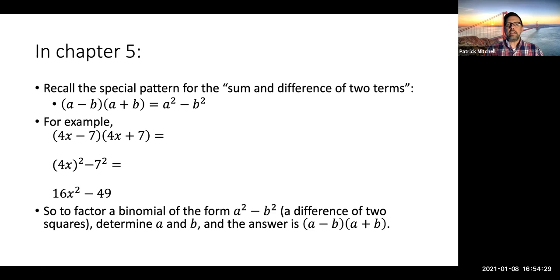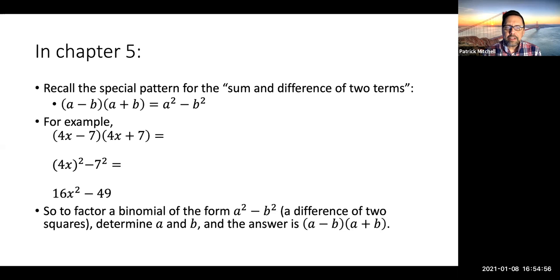So of course the Chapter 6 version of this problem would look like they would ask you to factor 16x squared minus 49. And knowing this pattern, you would come up with 4x minus 7 times 4x plus 7. And of course, if you wrote 4x plus 7 times 4x minus 7, that's exactly the same thing. So it doesn't matter whether you put the plus first or second.